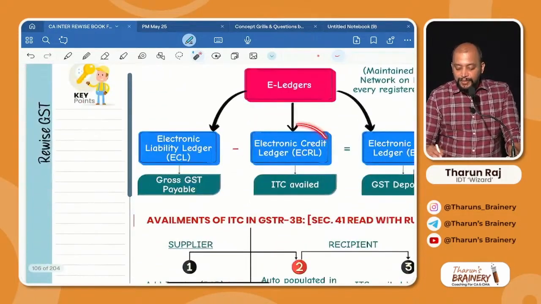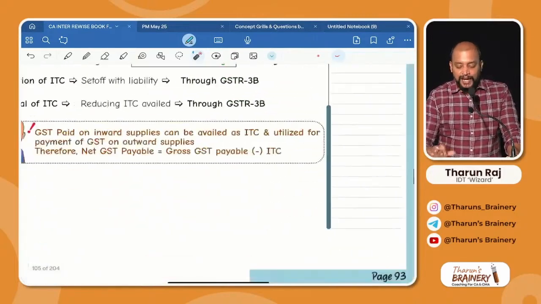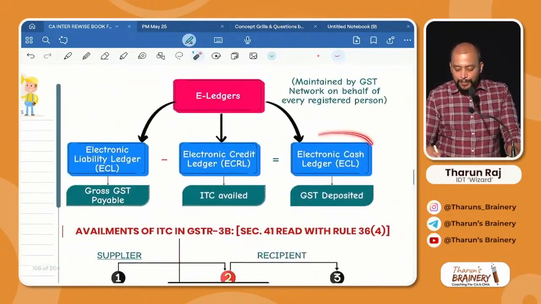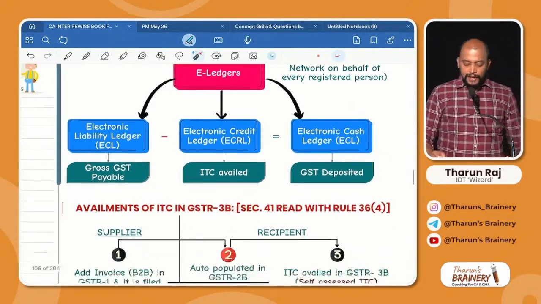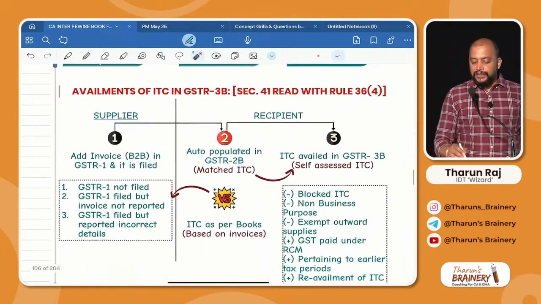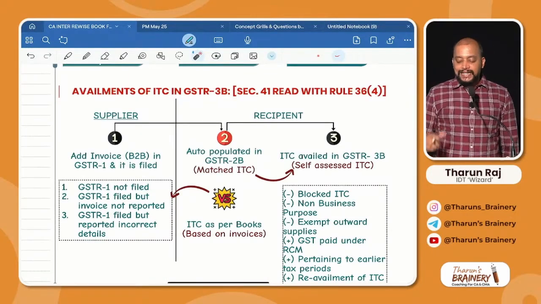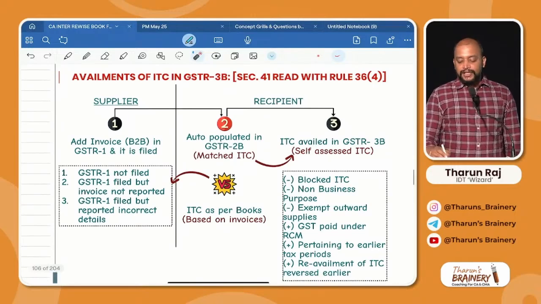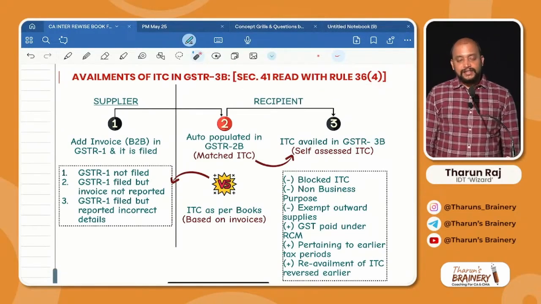That 12,000 will be reflected in the credit ledger, whereas the 6,000 net amount we need to pay will be deposited in the electronic cash ledger. Now, look into availment of ITC in GSTR 3B. How much ITC will we avail in 3B? For that we need to read section 41 read with rule 36 sub rule 4.